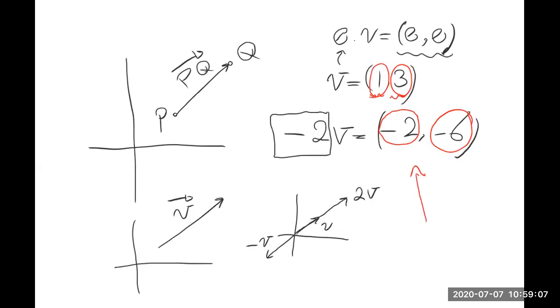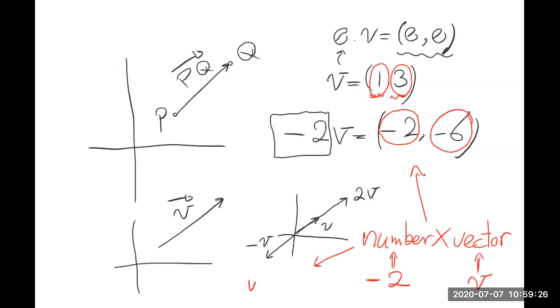This multiplication, remember, we are multiplying a number and a vector. So we are multiplying a vector by a number. This is multiplication where one of them, here minus 2 for example, is a number, and the other one, V, is a vector. And the result is a vector. The result is not a number. This result, minus 2 and minus 6, is a vector. So we multiply a vector by a number, we get a new vector.